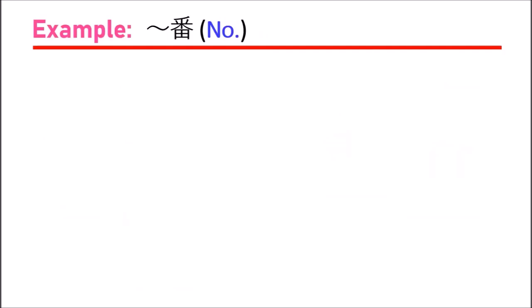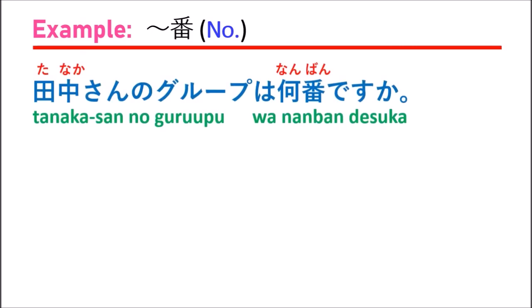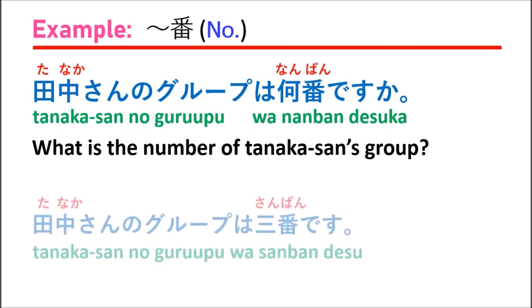Now let's see some examples of how to use ban, which means no or number in English. The first example, Tanaka-san no group wa nanban desu ka? Which means, what is the number of Tanaka-san's group?